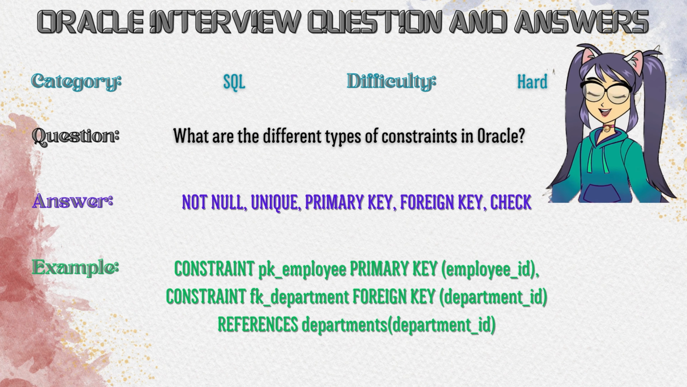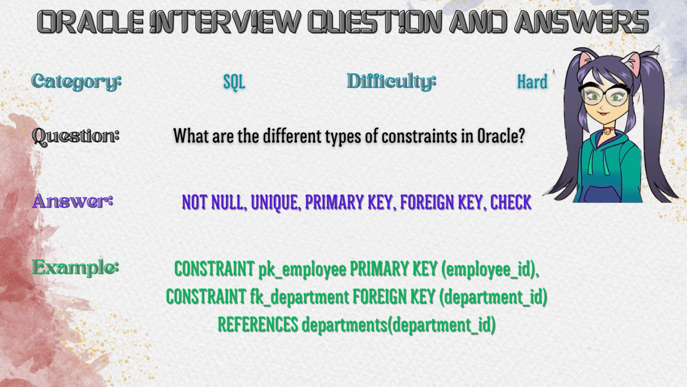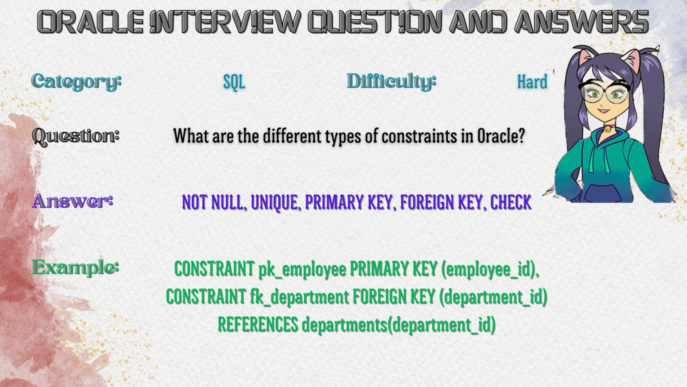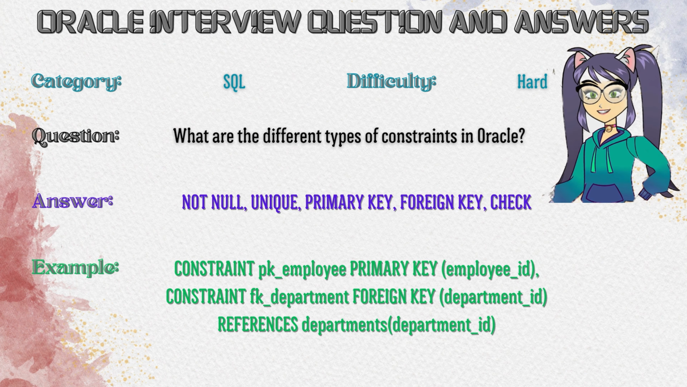Next question: what are the different types of constraints in Oracle? And the answer is not null, unique, primary key, foreign key, check. Example: constraint PK_employee primary key (employee_id), constraint FK_department foreign key (department_id) references departments(department_id).